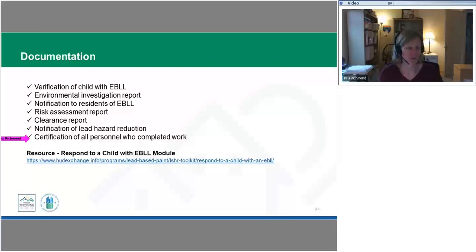certification of all those personnel who've done the work, certification of who did the risk assessment, the environmental investigation, assuming it's the same person who does all those risk assessments, certification of the people who do the work, certification of the person who does the clearance. So we need all of that. And then again, the notification of lead hazard reduction activities. And so here's that module in the toolkit that can help walk you through that as well.